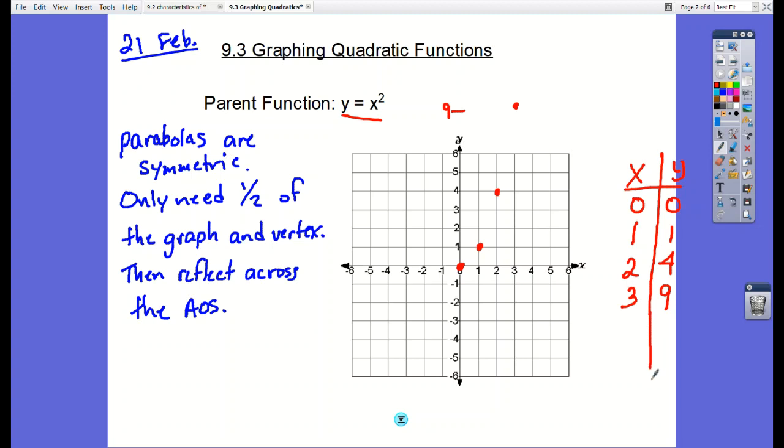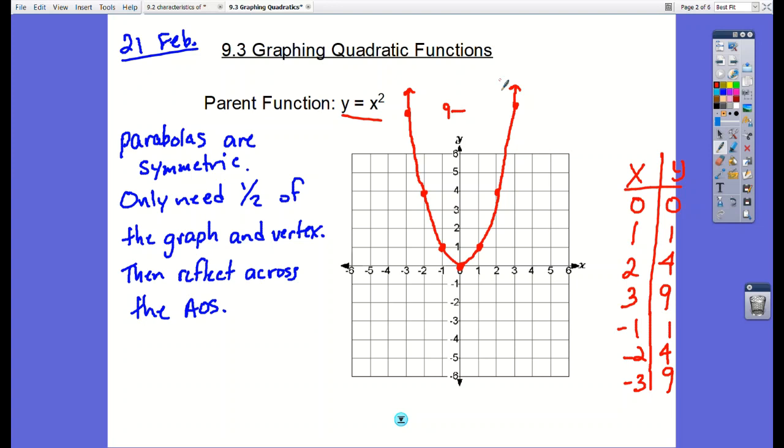Then let's keep going to the other side. At negative 1, what do we get out? 1. Negative 2, we get 4. And negative 3, we get 9. Okay. Make this look really nice on your papers. Connect it with a smooth curve. Every graph looks like this. It's some variation, right? That's why we have parent functions. They tell us what the graph looks like. They tell us what's going on.